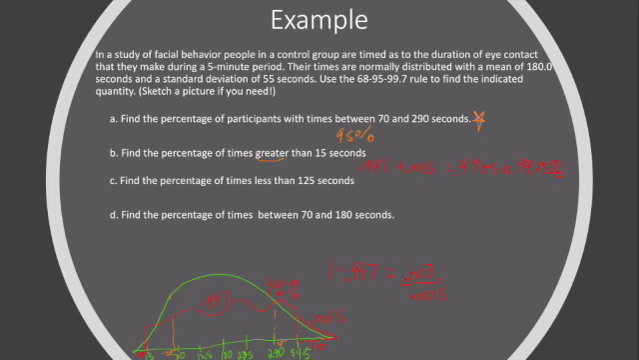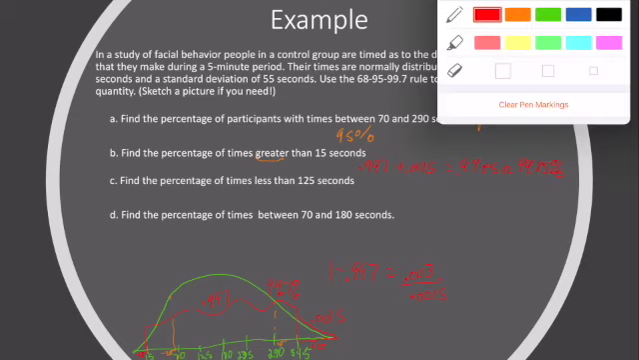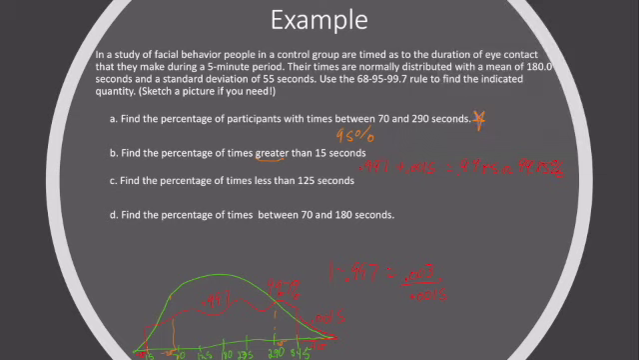Next, I want to find the percentage of times less than 125 seconds. We're going to have to use blue, which marks the first standard deviation. So 68% of data is over here. For this problem, I'm just trying to find this area over here. I'm going to take 1 minus 0.68, and because I just care about the area in this tail, it's symmetrical, I'm going to divide this by 2. That gives me 0.32 divided by 2, so I get 16%.